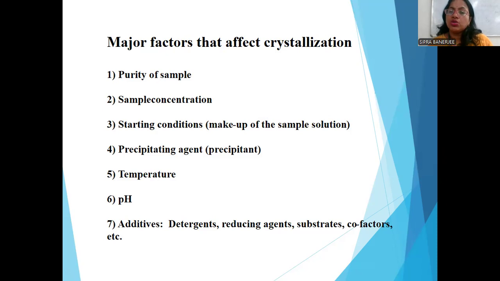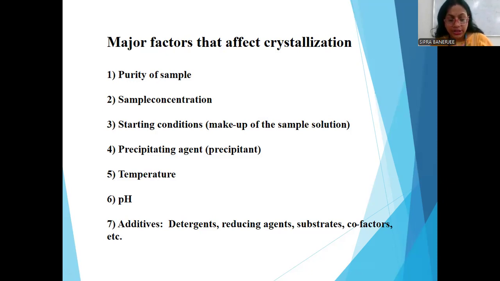Then temperature. Temperature is also a very important point. Some substances will crystallize out in a cold condition or in a hot condition, and some substances will be solubilized in certain conditions. So temperature is very important. You have to keep some substances overnight, some in freezing temperature, sometimes in room temperature. Then pH. Suppose a substance is in a basic condition, it may not be precipitated. Some substances in an acidic condition may not be precipitated. So you should maintain a particular pH where the crystallization can be done.